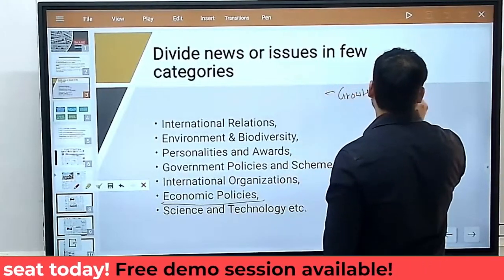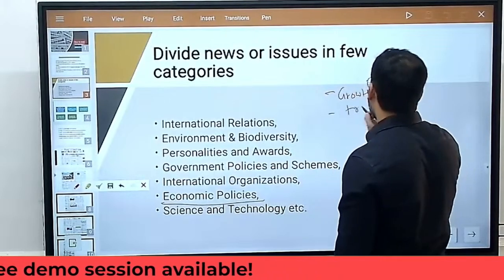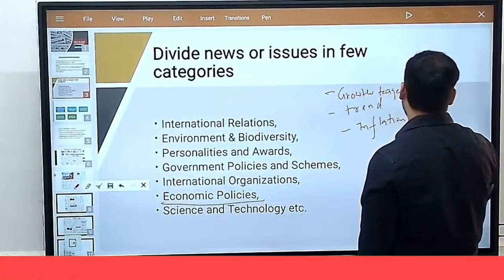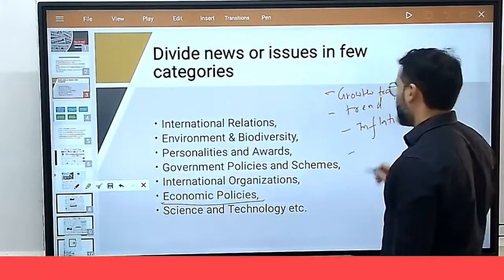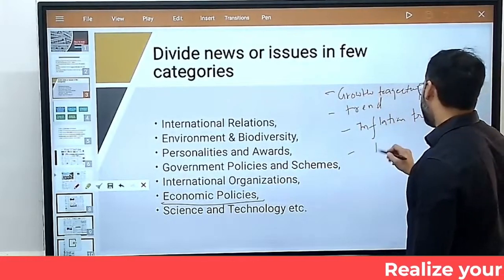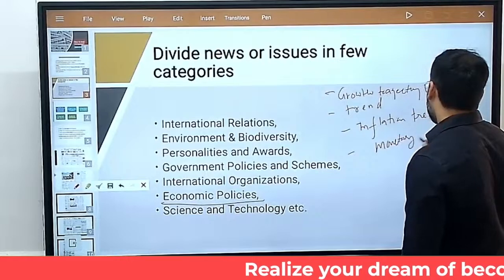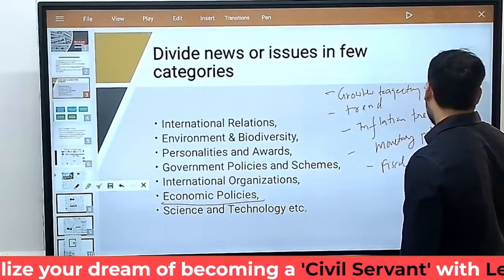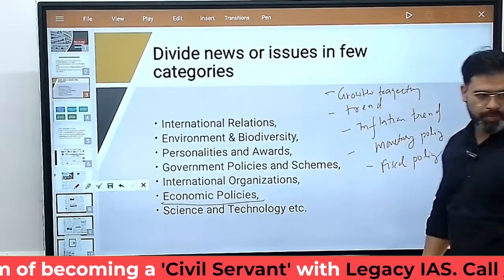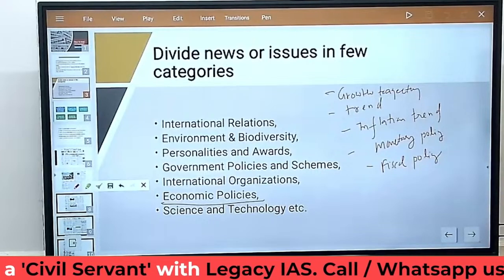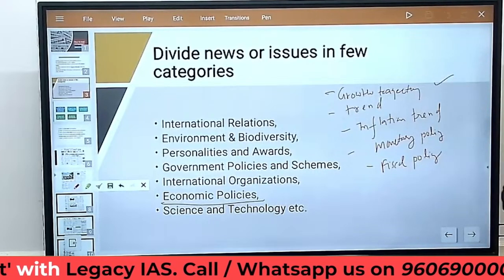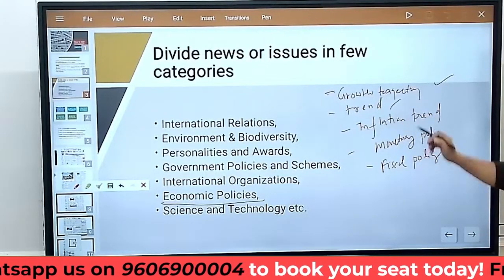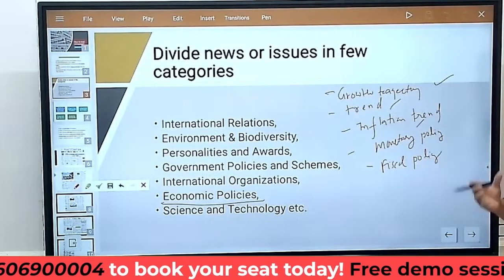Growth, trajectory, trend, inflation, trend, right? Then monetary policy, fiscal policy. Right? So these things we have to focus on is growth trajectory. The growth is going to happen at a faster rate or a lower rate. What is its trend, what is the trend of inflation, is inflation reducing or increasing?